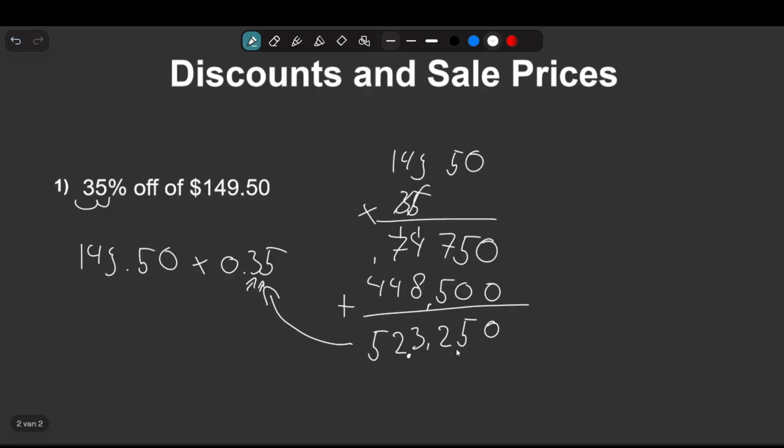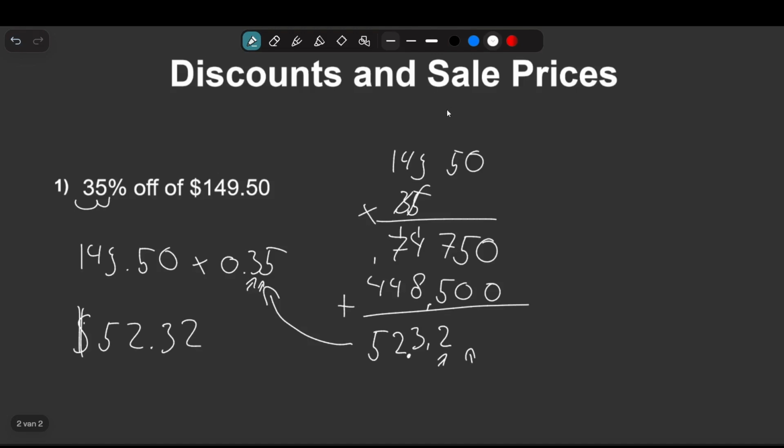52.32. And of course, because we are talking about money, we can't give this a value because this is already 2 cents and we can't have, let's say, half of a cent. So everything to the right will just disappear like this. So our discount will be $52.32. Now we finally got our discount.